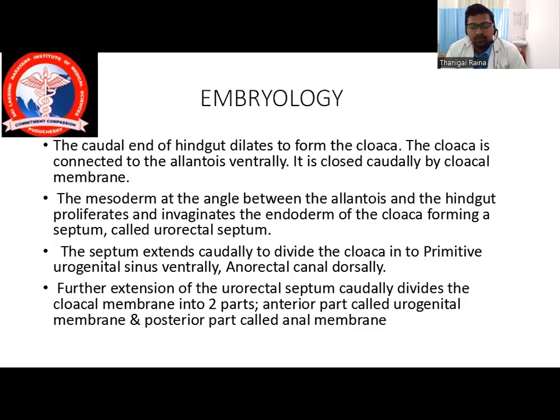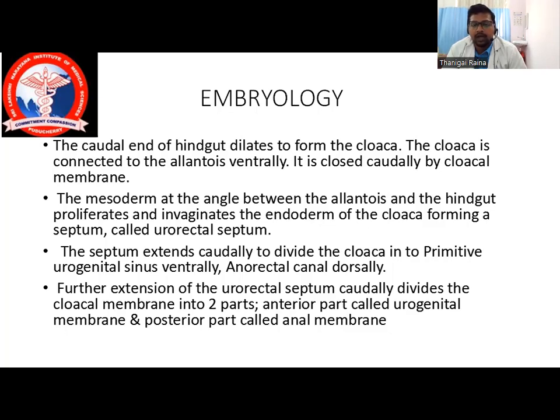Before moving into the proper topic, we need to know the embryology of the rectum, anal canal and the genital tract. So we'll have a brief embryology. How do the rectum and anal canal develop? The caudal end of the hindgut, which is basically the rectum and the anal canal, dilates to form a cloaca. The cloaca is connected to the allantois ventrally and it is closed caudally by the cloacal membrane.